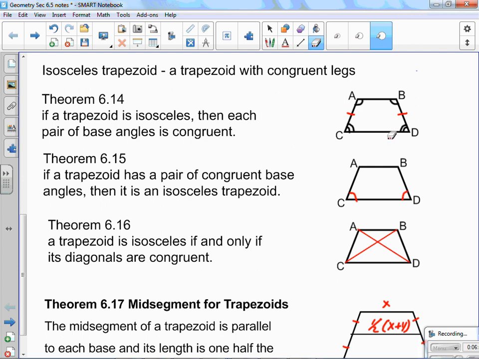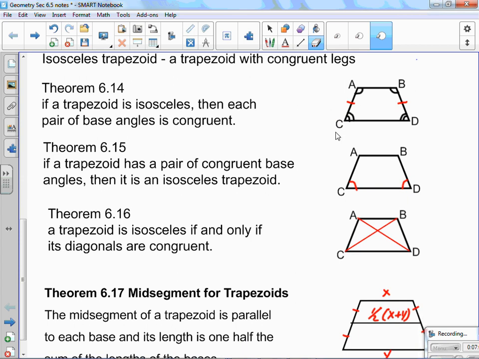Side CD is the other base, and so angle C and angle D on the ends of that base are going to be base angles that would be congruent if it's an isosceles trapezoid. Theorem 615, if a trapezoid has a pair of congruent base angles, then it is an isosceles trapezoid. So this is just kind of the converse of this one. This one tells us if it's an isosceles trapezoid, it's got base angles that are going to be the same. And this one tells us if we have base angles that are the same, then we know it's an isosceles trapezoid.